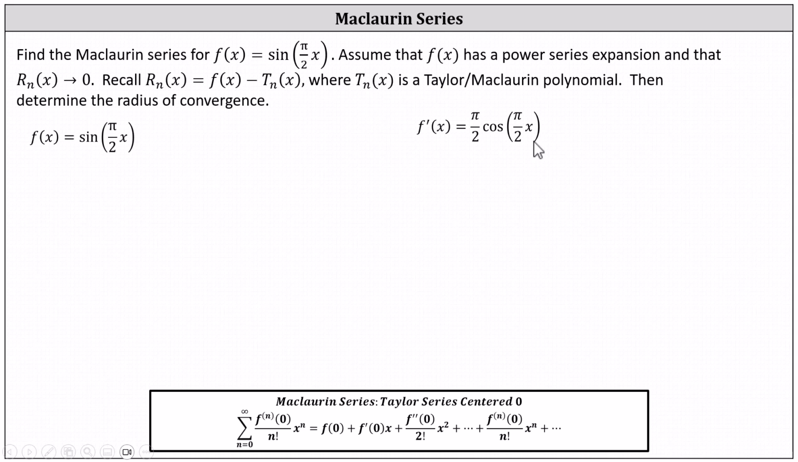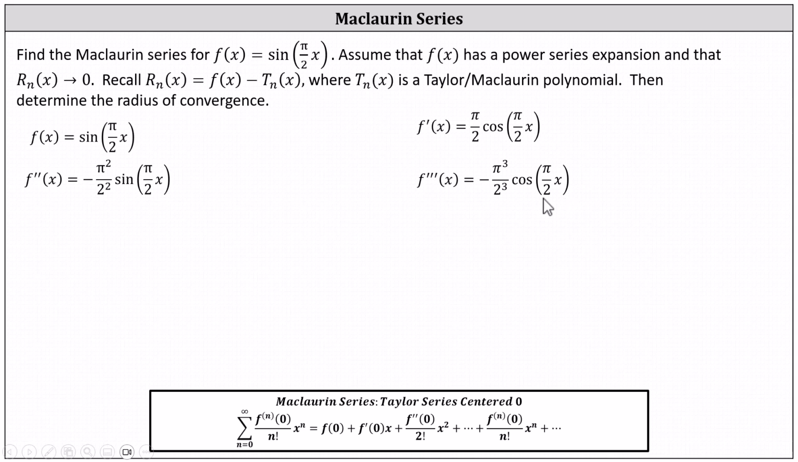And now we differentiate the first derivative to find the second derivative. The second derivative is equal to π/2 times negative sin(πx/2) times another factor of π/2. The second derivative is negative π²/2² times sin(πx/2). And now we differentiate this function to find the third derivative, which is negative π²/2² times cos(πx/2) times π/2, giving us the third derivative equals negative π³/2³ times cos(πx/2).